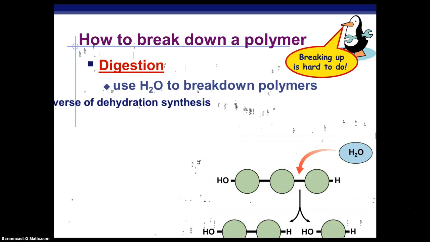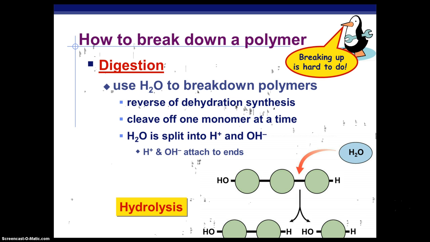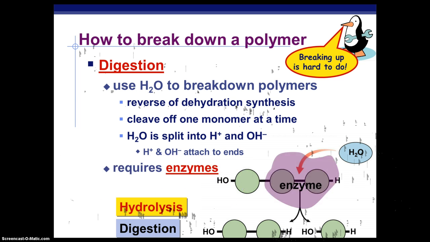So in digestion, this time instead of producing water, it's the reverse of dehydration synthesis. It's called hydrolysis. Hydro means water, and lysis means to split open or to break. We're going to add this water into where this bond was and do the reverse of the dehydration synthesis. We put the OH back on this side of the monomer and the hydrogen on this monomer to split it apart. And again, this takes an enzyme to make it happen.